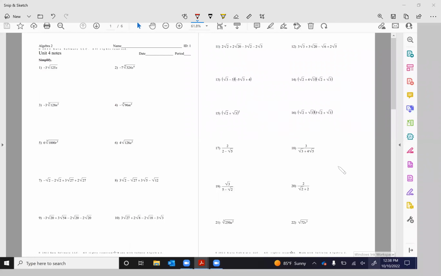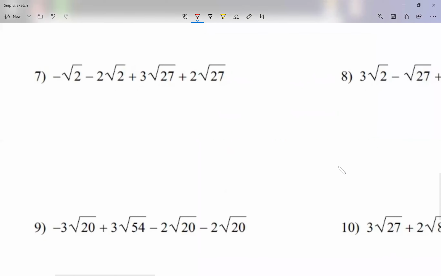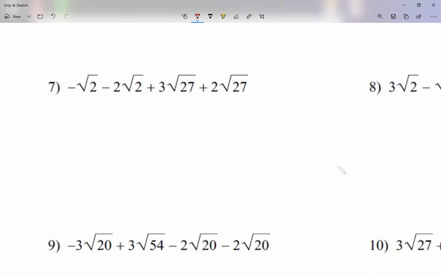For today, we're going to be looking at how to add and subtract radicals. So something like this, question number 7. See, there's radicals, and I'm going to add or subtract them.